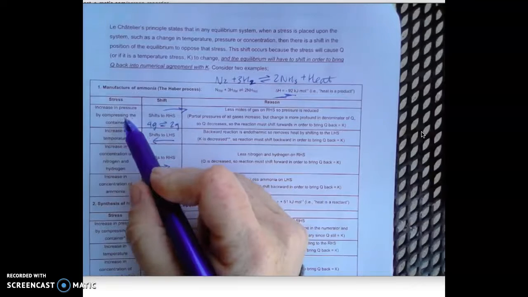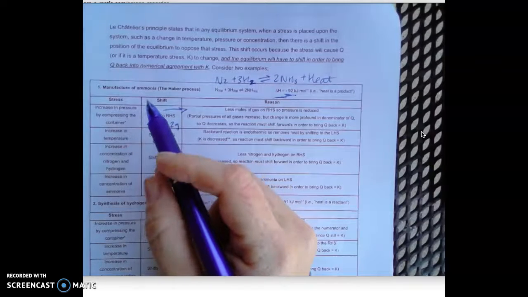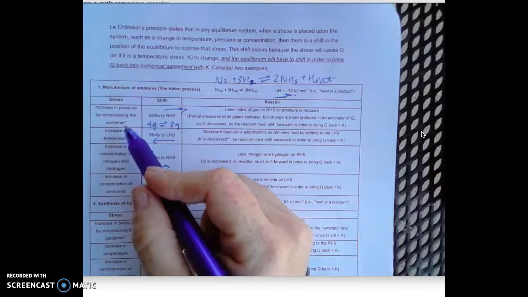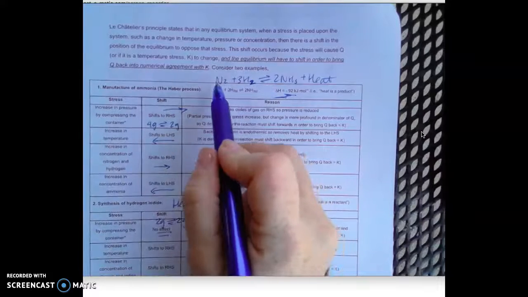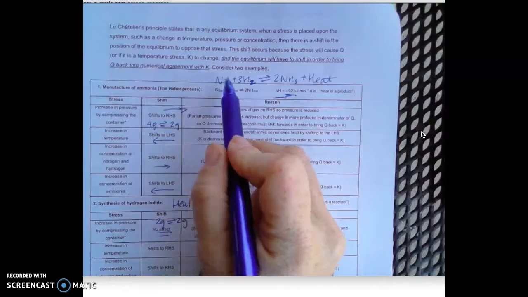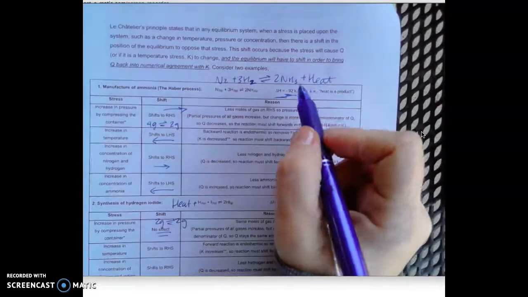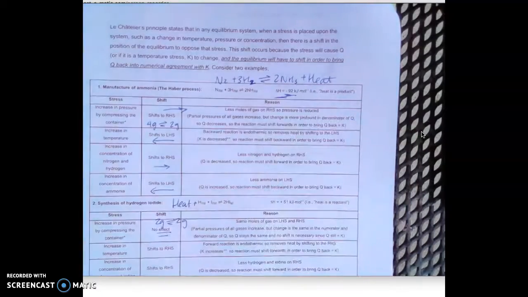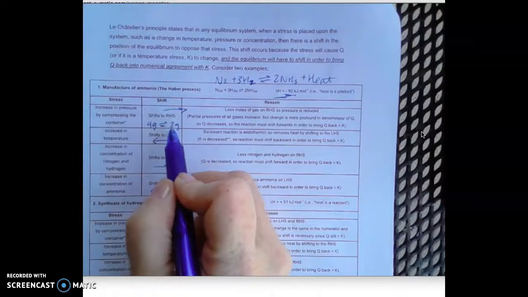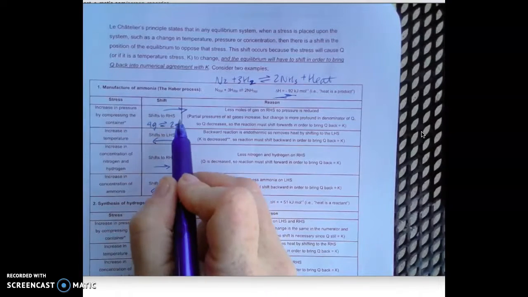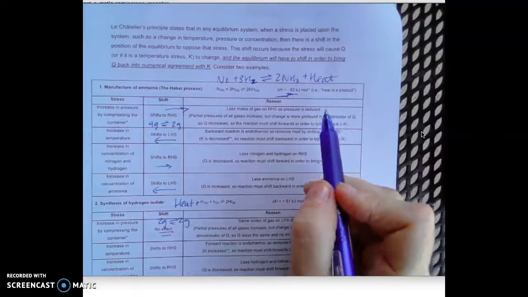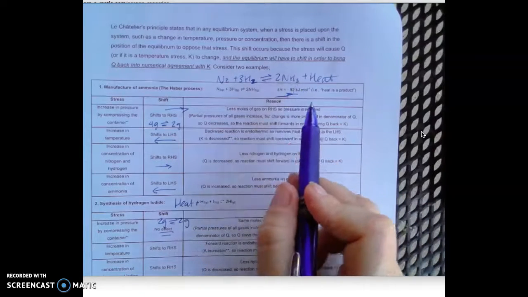If we increase the pressure or decrease the size of the container, remember that's the stress that's going to shift to the fewer moles of gas. On the reactant side, we have 1 nitrogen to 3 hydrogen, so a total of 4 moles of gas on the left. And on the product side, we have 2 moles of gas. So increasing the pressure or decreasing the volume is going to cause a shift to the right-hand side. It's going to make more product in order to relieve that stress.